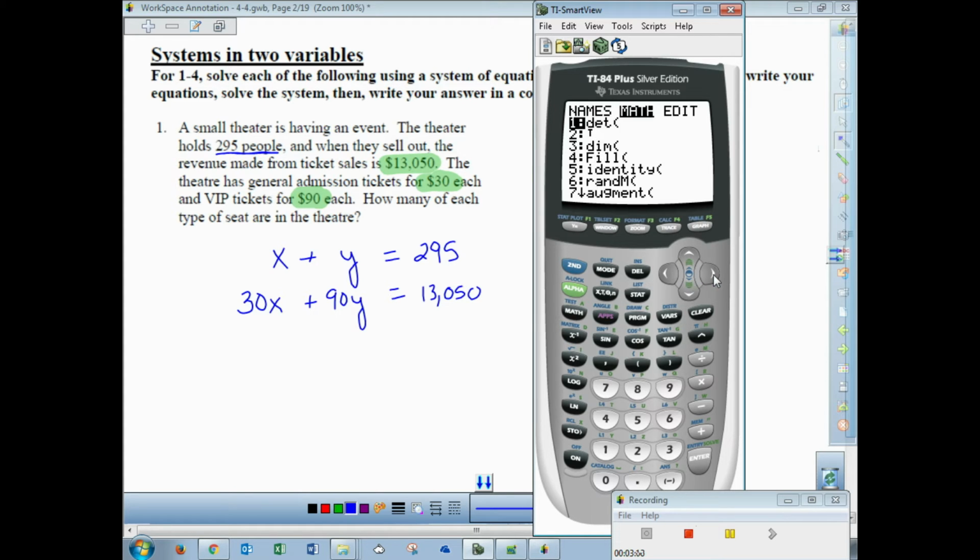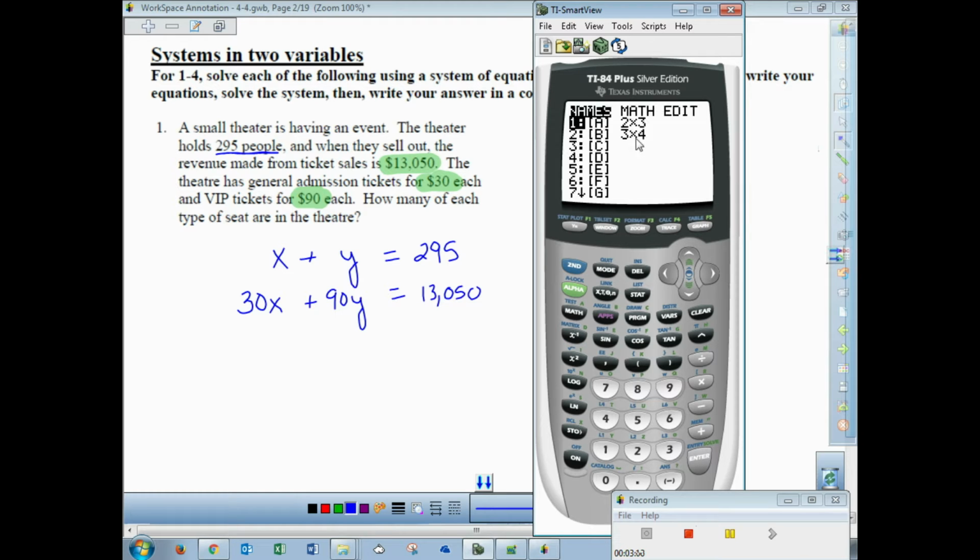So we scroll over to the top to edit, and this is a 2 by 3 matrix. It asks us, maybe we can change our dimensions. We just hit enter a couple times because it's on 2 by 3, and we enter all our coefficients in. It's 1, 1, then 295, enter, 30, 90, and then 13,050. Enter. Make sure you hit enter. And the beauty of a 2 by 3 matrix, you can see all of those to make sure you typed it in right.